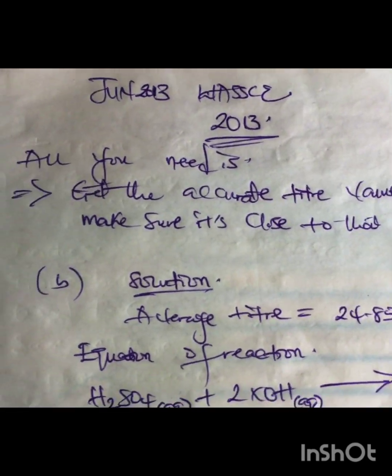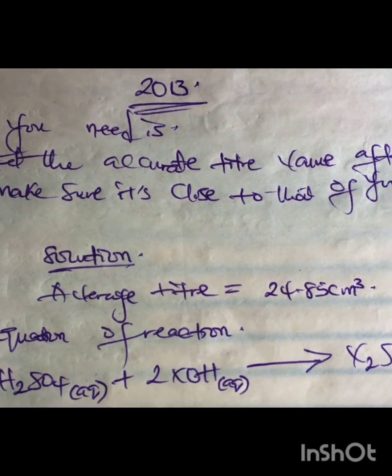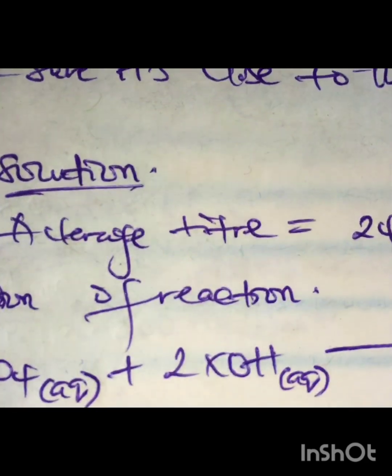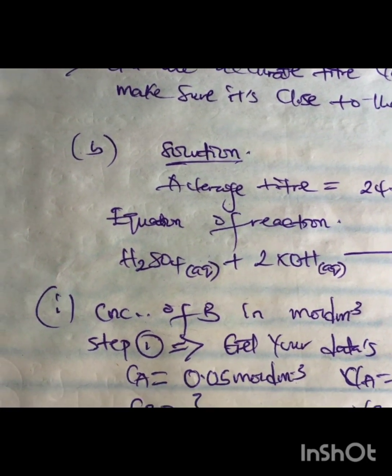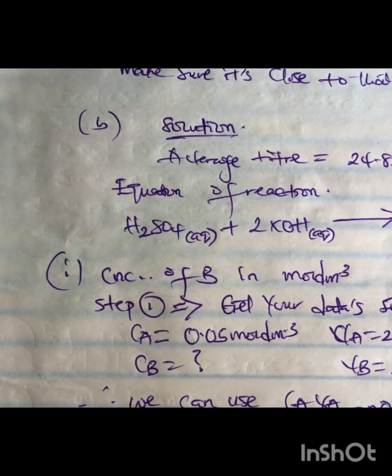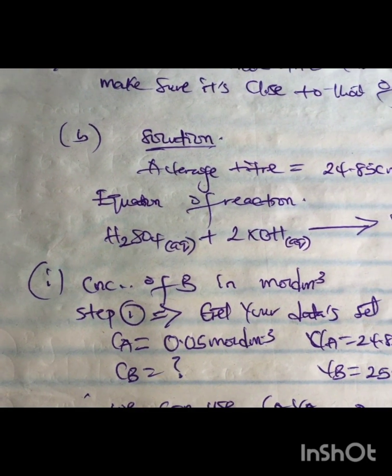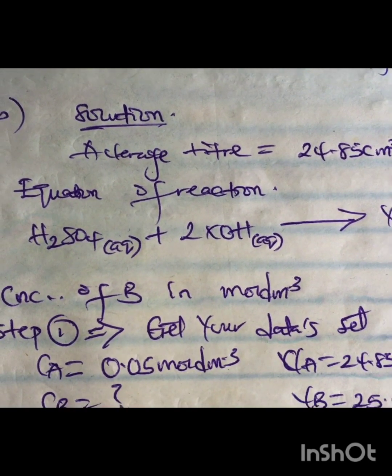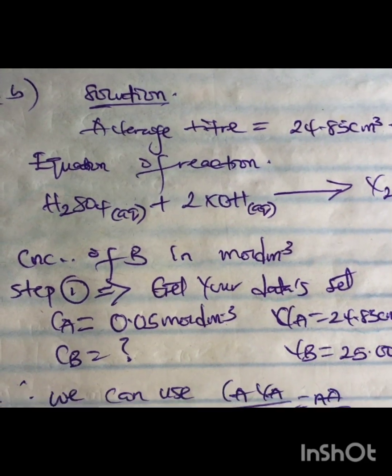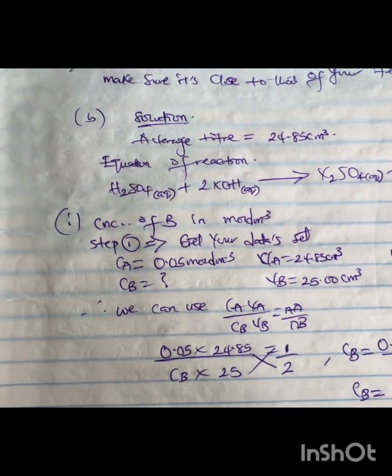So without wasting much time, we'll go straight to what we want to do. Now, we've gotten our average titer value from our practical work already to be 24.85. Our major aim is to aid students know what to do after getting their titer value. Most students can carry out practical work easily, but when it comes to the calculation aspect, they become confused and don't know what to do. So that's the major aim of carrying out these videos.